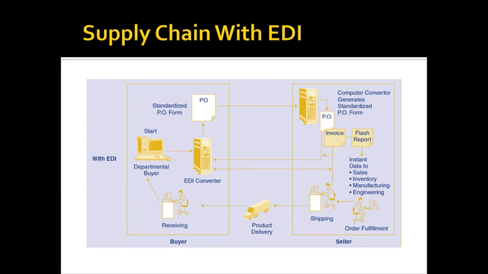And here's what a supply chain will look like with EDI. There's the purchase order. There's just computer. Every step you see a computer practically, and the flash report on the right. Instant data to sales, inventory, manufacturing, engineering. That data can be analyzed by those different sections of the business, and the small business client might be part of one of those, the inventory or manufacturing, and can analyze all these EDI messages and better streamline the process and save money.